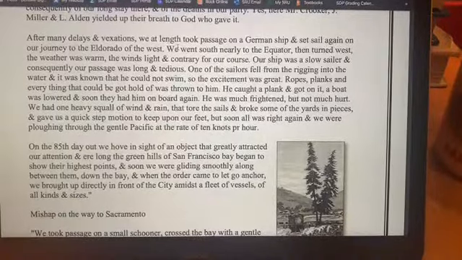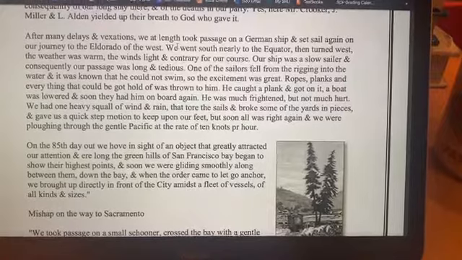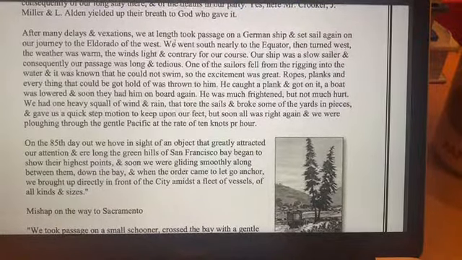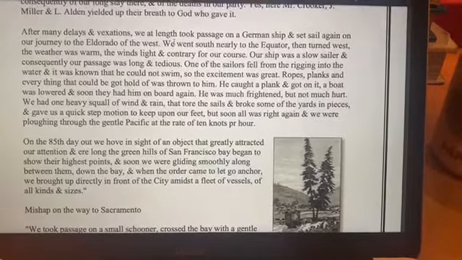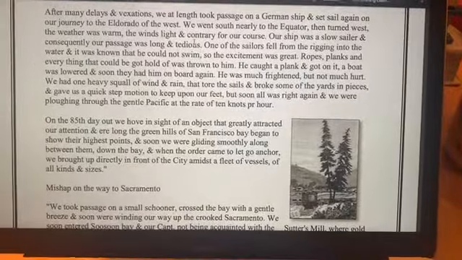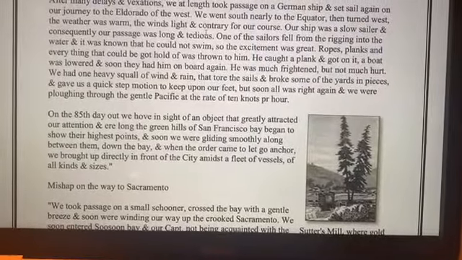We went south nearly to the equator, then turned west. The weather was warm, the winds light, and contrary for our course. Our ship was a slow sailer, and consequently our passage was long and tedious. One of the sailors fell from the rigging into the water, and it was known that he could not swim, so the excitement was great.